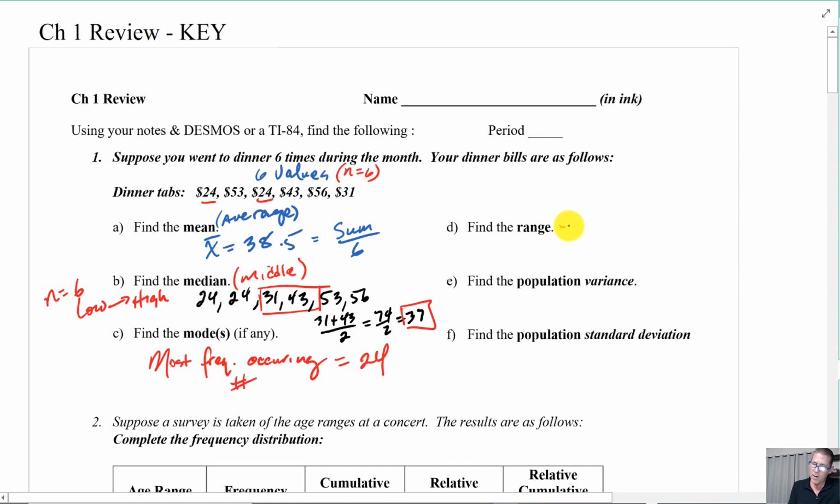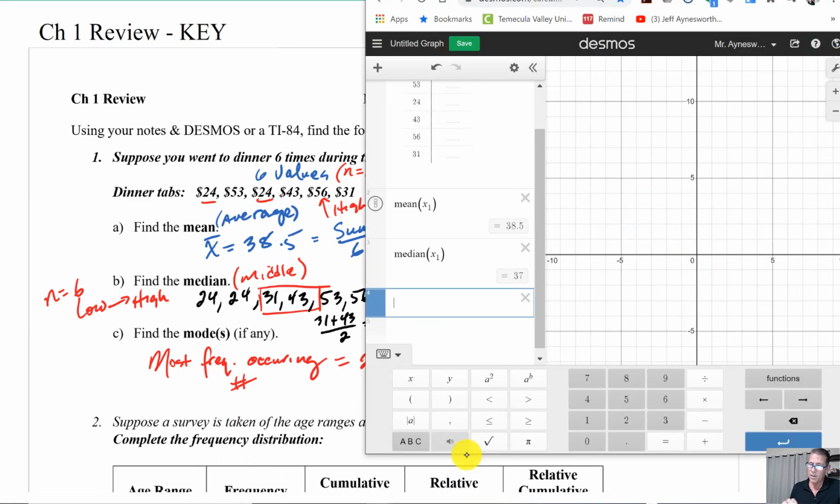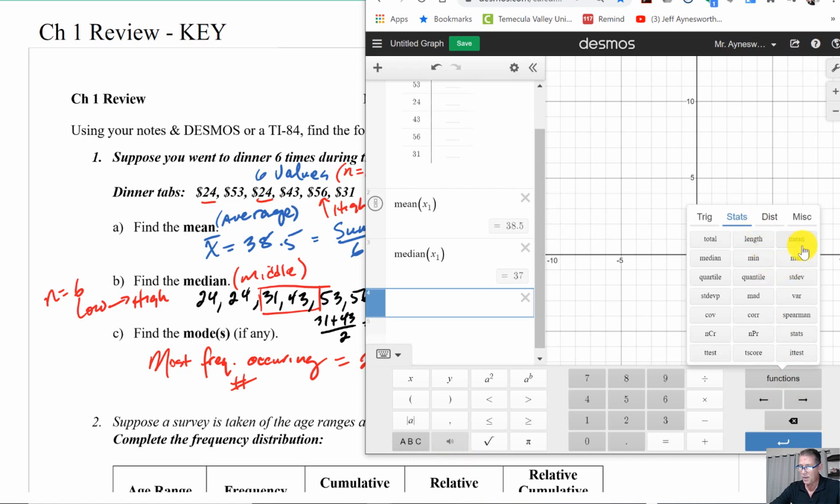Okay, the range is the high minus low. Okay, high minus low. Or you want to go max minus min, however you want to memorize it, it doesn't really matter. Okay, so the high value is 56. So 56 minus the low value of 24, and that's going to be 32. Now, if you wanted to, you could have Desmos take care of this for you, okay? All you have to do is go to Functions, go to Stats, and find the range. I think it's in here somewhere.